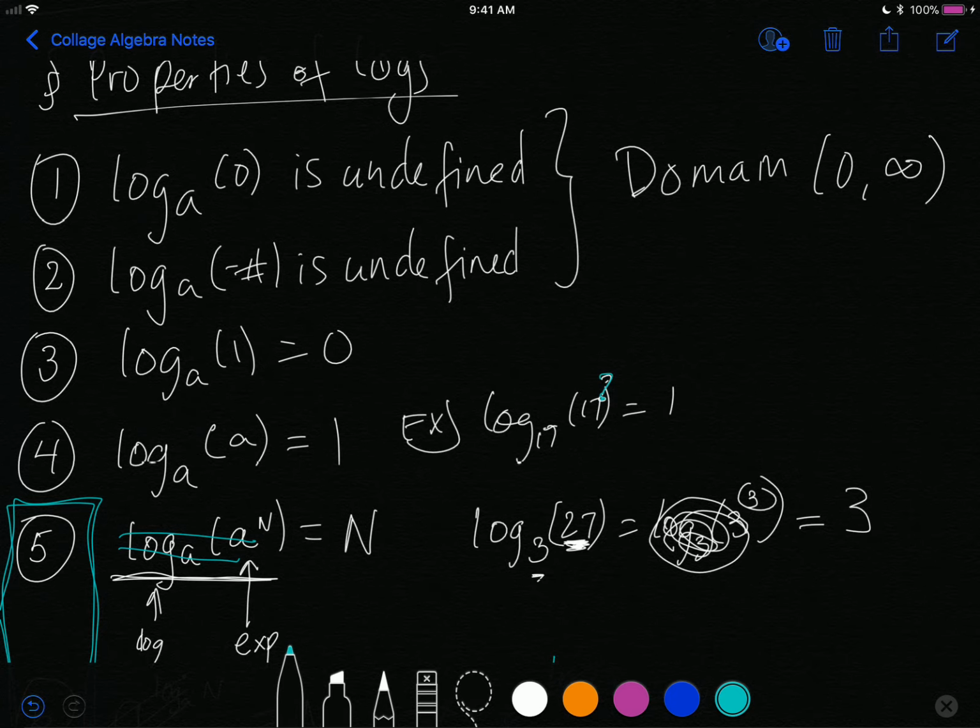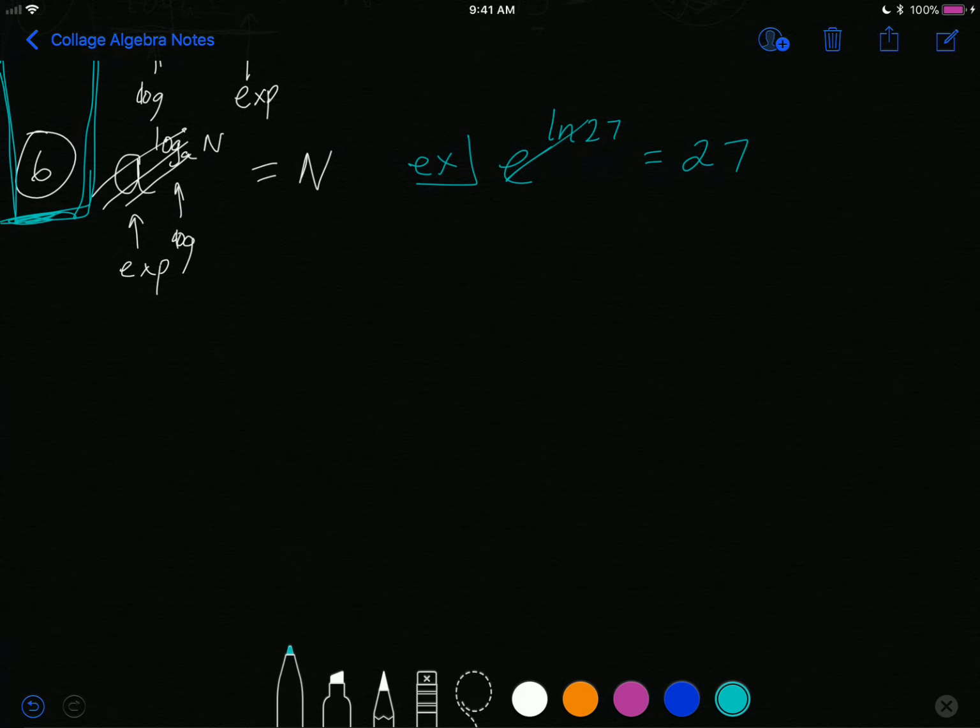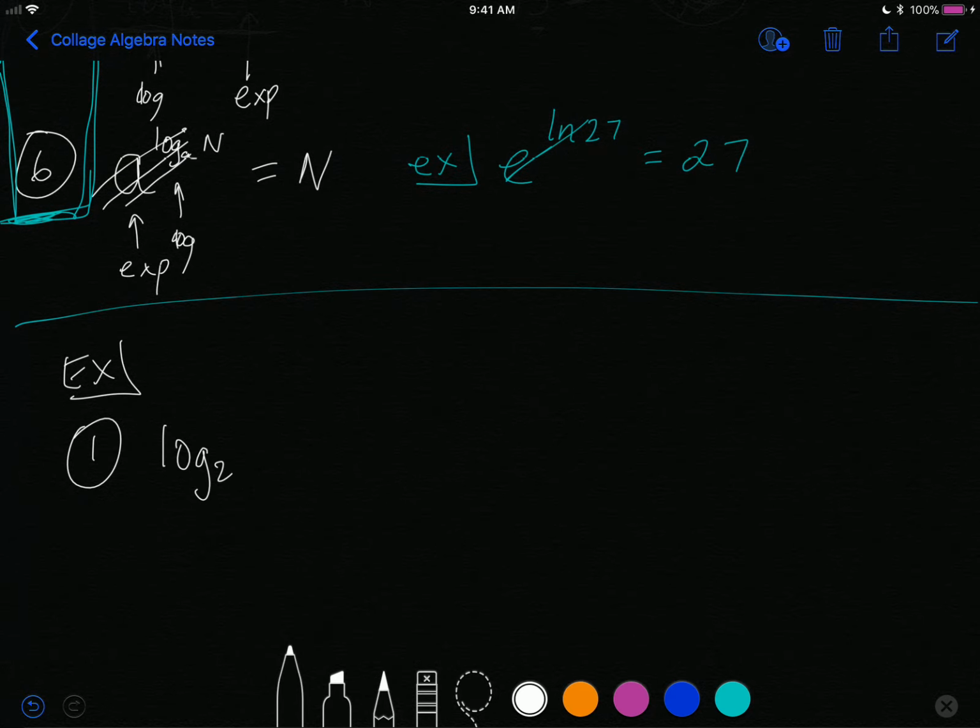Let's go ahead and practice a little bit with those properties to help us get a better feel of how those properties come to life. So, sample number 1. Let's ask you to evaluate log base 2 of negative 5. In fact, I want you to evaluate all of these without a calculator.